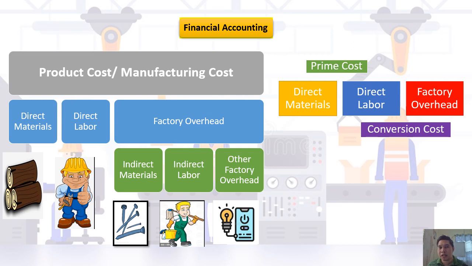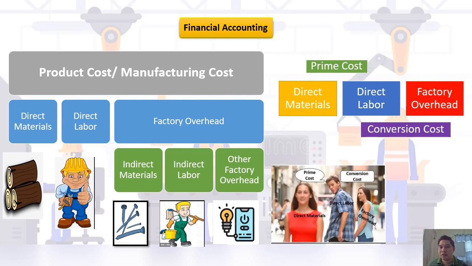Kung hindi nyo siya masyadong matandaan sa gantong paraan, so meron naman tayong meme para dyan, di ba? So, direct materials plus direct labor is equal to prime cost. Then, direct labor plus factory overhead, we have the conversion cost. So, another cost na paano naman pag pinagsama-sama yung tatlo, I think na-discuss na natin dyan kanina.